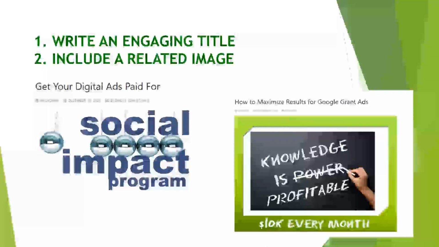So make sure that your title is really engaging, and then include a related image. I have the images here that I used because these images relate to the program that I'm talking about. For example, in Get Your Digital Ads Paid For, it's our social impact program that shows them how to do that. And in the Maximize Results for Google Ads, it's showing that knowledge, and if you share knowledge, it's profitable. You will get $10,000 per month.